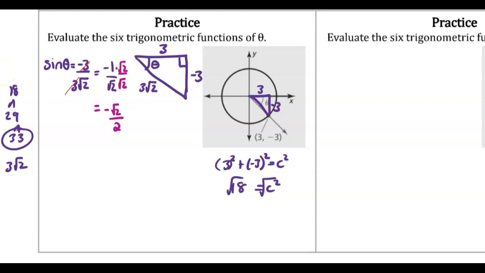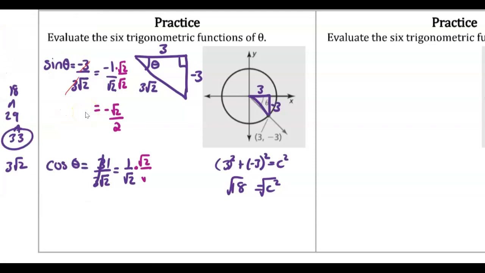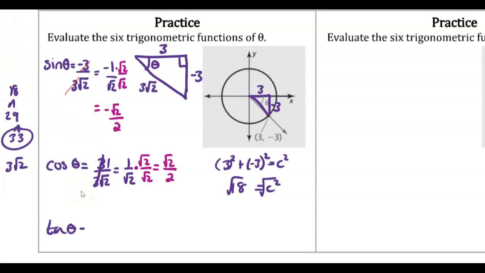Okay, so now to do cosine. Cosine is adjacent over hypotenuse. So the adjacent side is 3. The 3's can cancel out, and you just have 1 over square root of 2, but that square root cannot be in the denominator, so we multiply by square root of 2 over square root of 2. So we have square root of 2 on top and 2 on bottom. Okay, and so tangent is opposite over adjacent. So opposite is -3, adjacent is 3. -3 over 3 is -1.